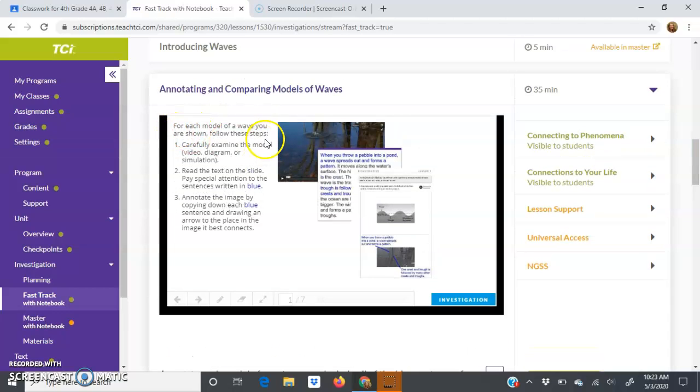So for each model of a wave we are shown, we're going to follow these steps. We're going to carefully examine the model. We're going to read the text on the slide, pay special attention to the words in blue, and then we're going to annotate the image by copying down each blue sentence and drawing an arrow to the place in the image it best connects.